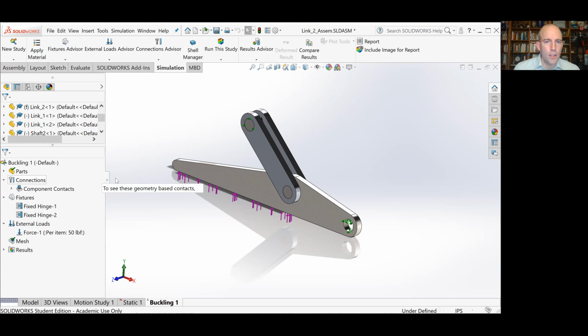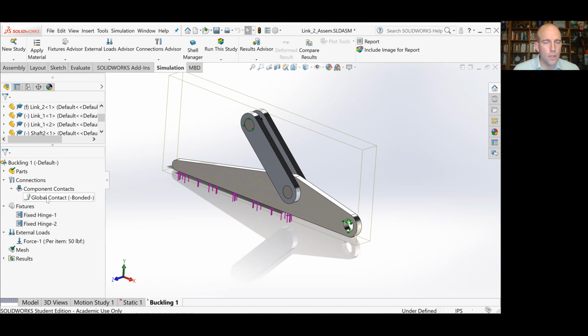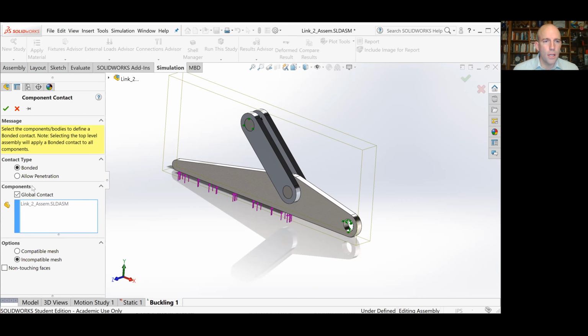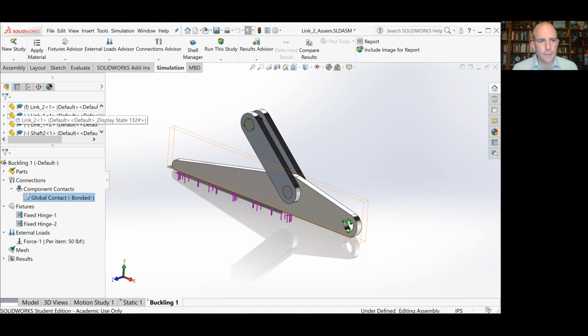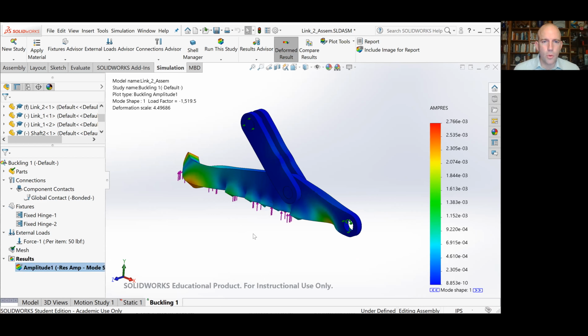Unlike a stress analysis, we won't be able to do any global contact other than bonded or penetration, sort of a ghost mode where things can pass between each other. So it's not able to handle things pulling away in a no penetration fashion, but for our purposes, that's probably just fine. So we've got those two fixtures and our external force. We've got enough to run our simulation, and I've done that. So let's take a look at what we get.